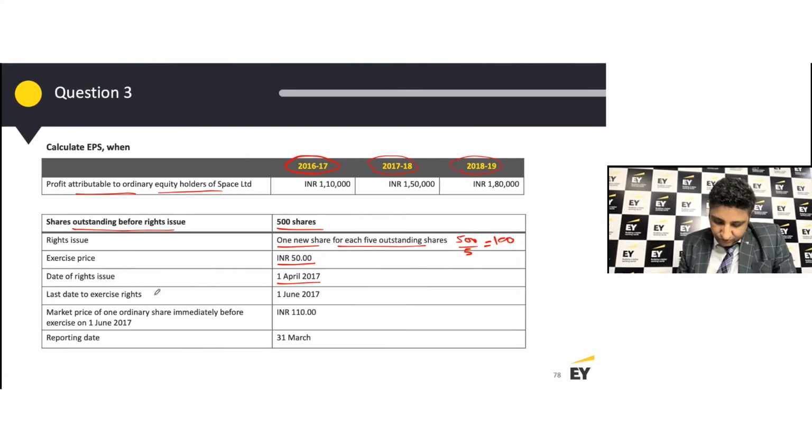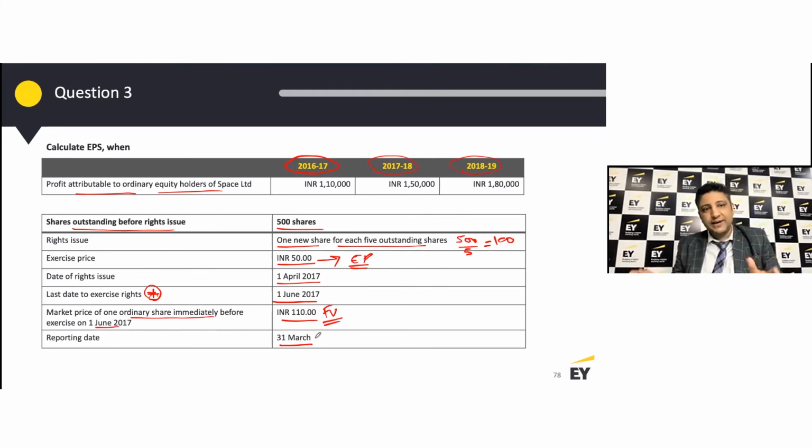Date of right issue: the last date to exercise the option is 1st of June. That's what you want to remember here. Okay. The market price of the share, the fair value, is basically given at 110. So what we are saying is that something worth 110 is issued for 50 rupees under the right offer. The reporting date is 31st of March. Okay. Now, the moment I say I'm looking at this right offer, because there's a right issue in place, we need to calculate the adjustment factor.